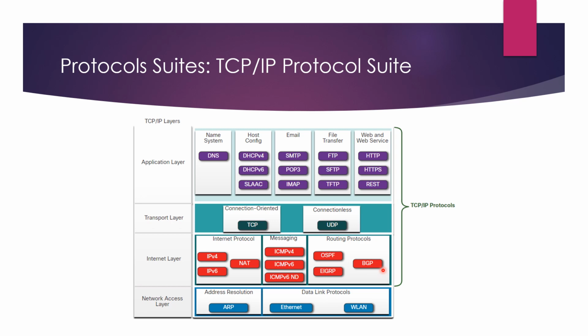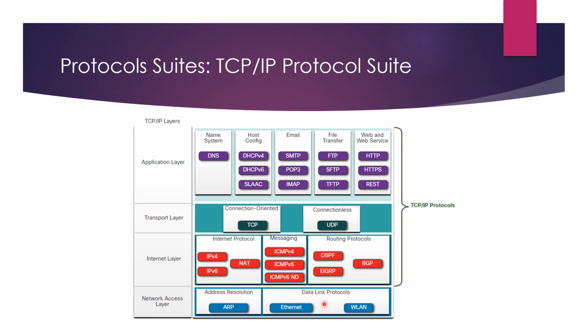And at the last layer, which is the network access layer, we have the protocol for address resolution. ARP stands for Address Resolution Protocol, which provides dynamic address mapping between the IPv4 address and the hardware address. MAC stands for the MAC address.